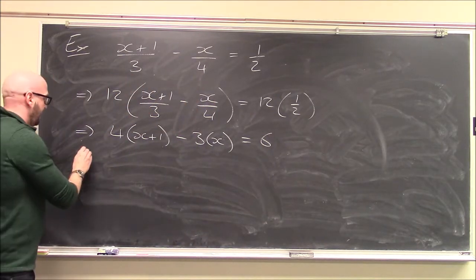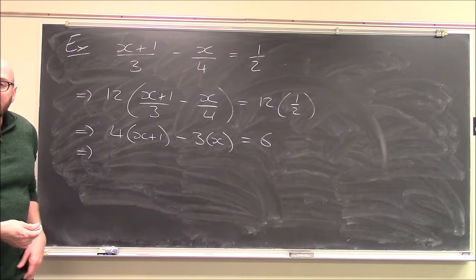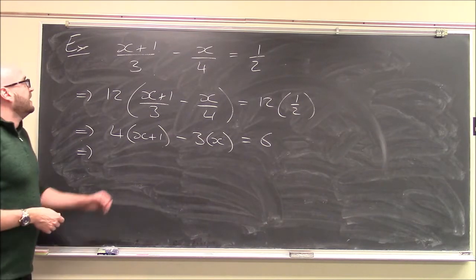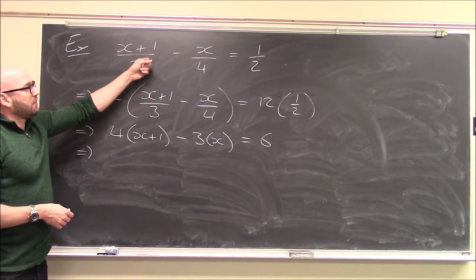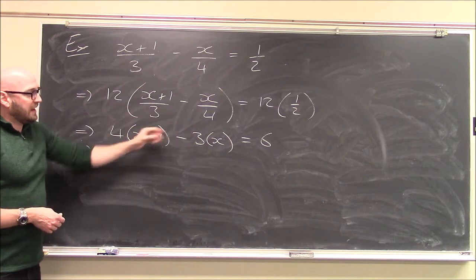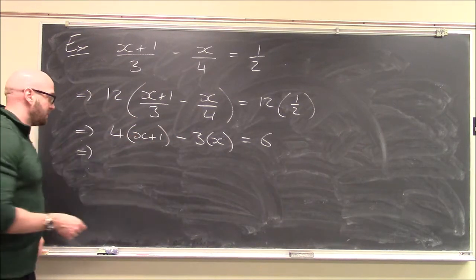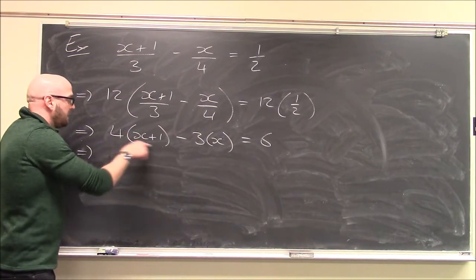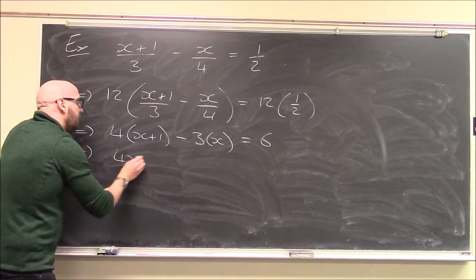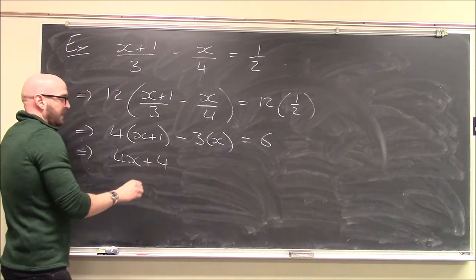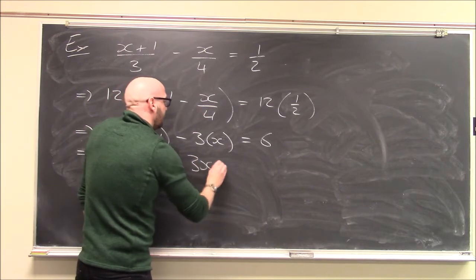And now this looks a whole lot like the equation we just did, the one we started with. The only difference is we started with fractions, we've cleared the fractions now, and now it looks like the equation we just worked with. So what do I want to do? I definitely want to distribute this out first. I want 4x plus 4 minus 3x equals 6.